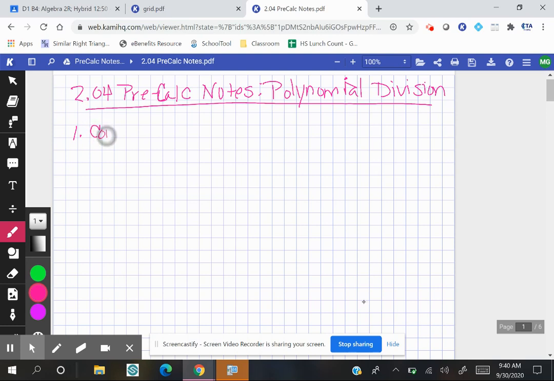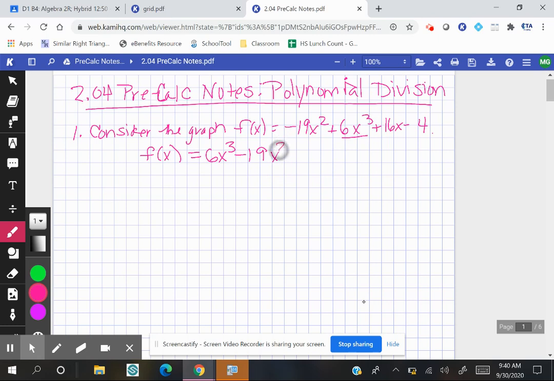So the first one I want you to do is consider the graph of f of x equals negative 19x squared plus 6x to the third plus 16x minus 4. So first I look at that and I say, okay, well, that's not in standard form because the highest exponent doesn't come first. So I'm going to rewrite it with the highest exponent first, so 6x to the third, and then descending. So minus 19x squared plus 16x minus 4.